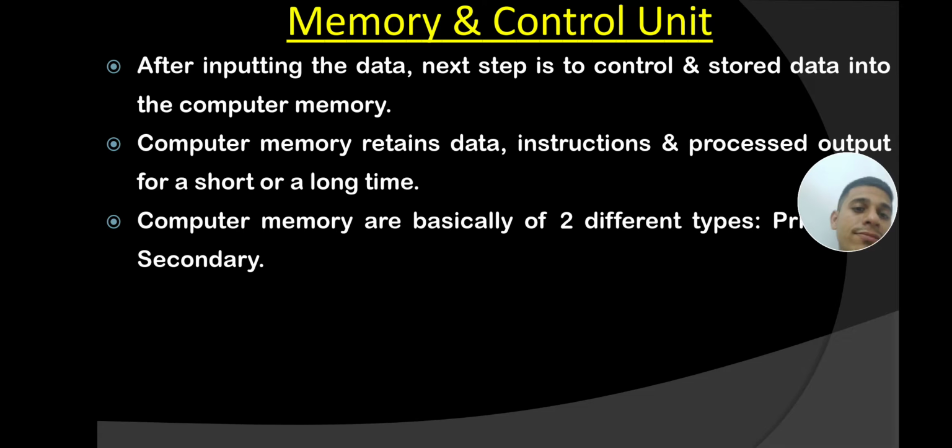Now, the memory of a computer is basically divided into how many parts? Two parts. First is primary memory and second is secondary memory. Before making you understand, let me give you one example about primary memory and secondary memory, so that you can get a clear idea.